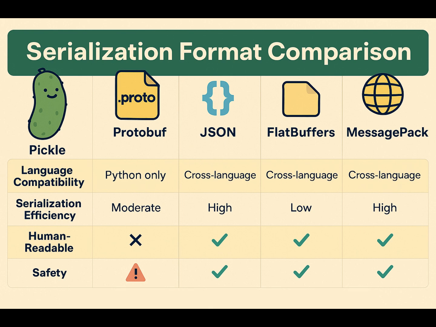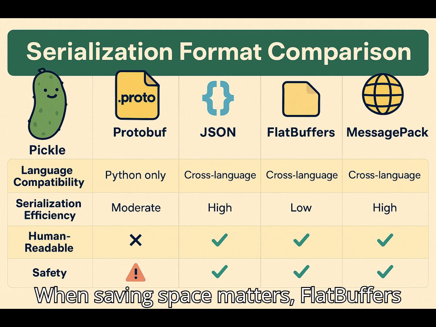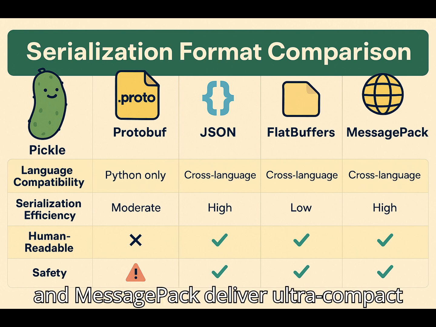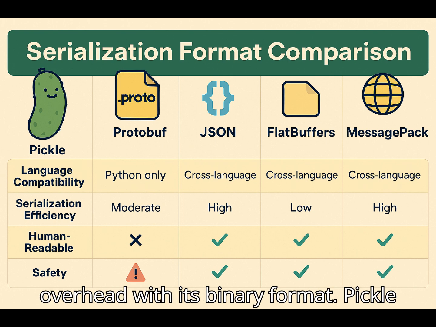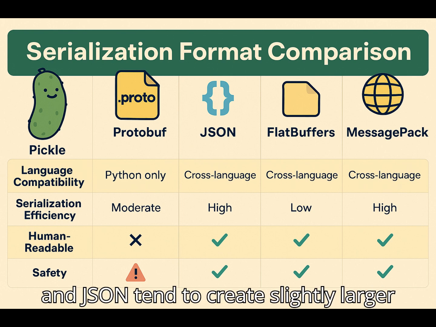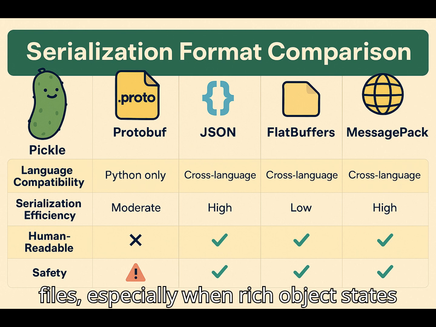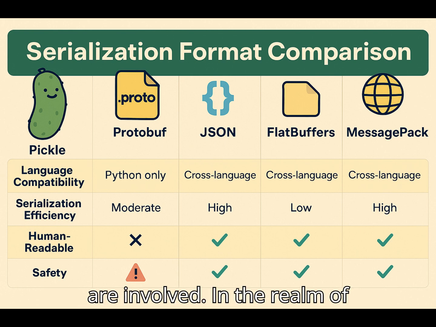File size. When saving space matters, FlatBuffers and MessagePack deliver ultra-compact files. Protobuf also minimizes overhead with its binary format. Pickle and JSON tend to create slightly larger files, especially when rich object states are involved.